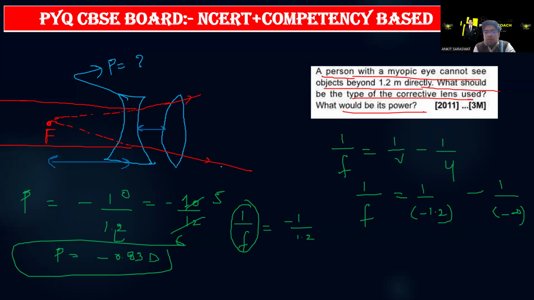So they are asking what is the type? Concave lens. What will be the power? You already saw, 0.83 diopter. So like I have drawn roughly, you should draw properly. But nobody is going to ask you to draw the diagram. They are asking simply the power and the corrective lens.